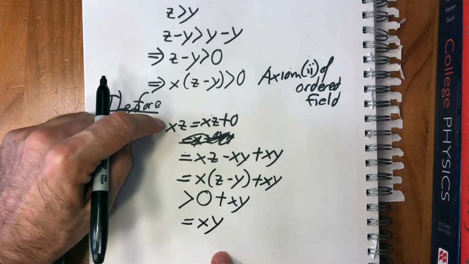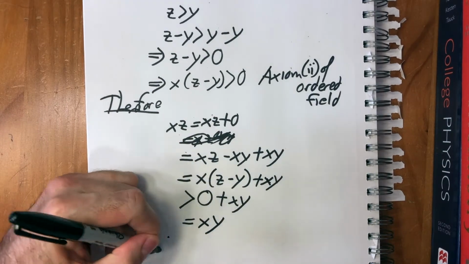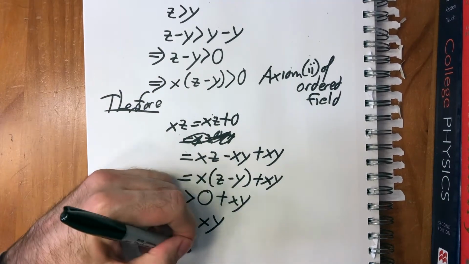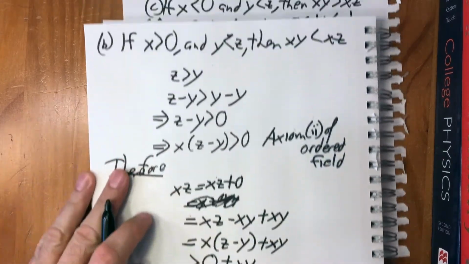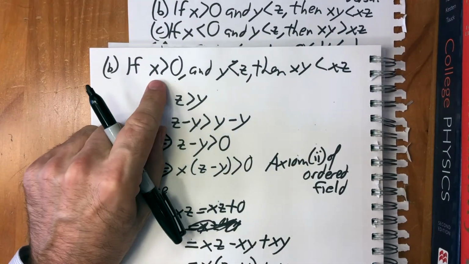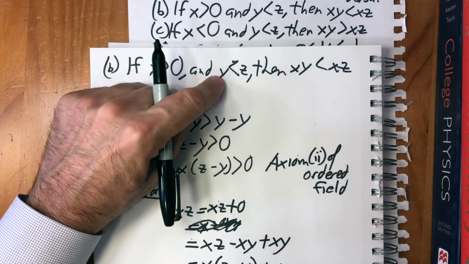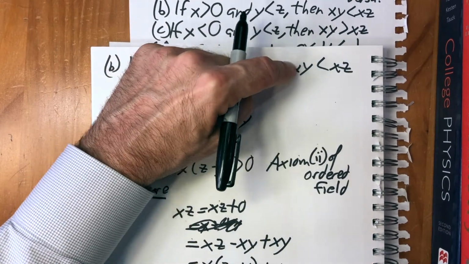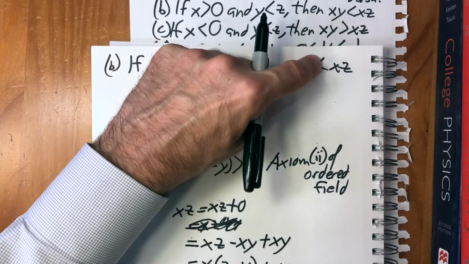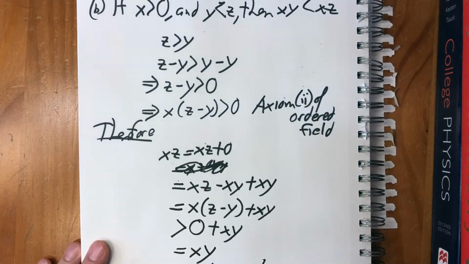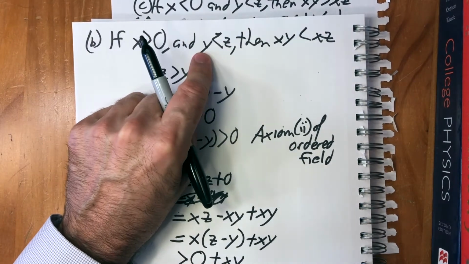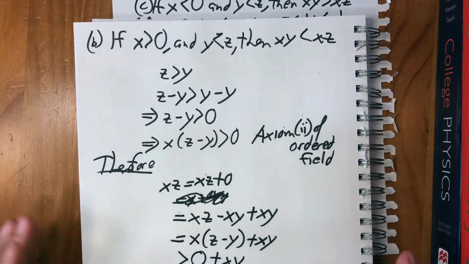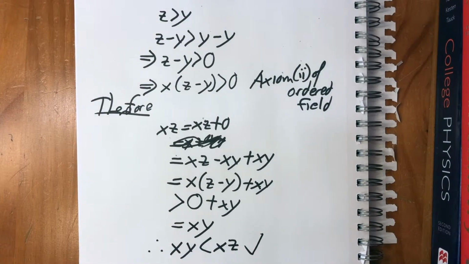So what did we end up with here? We have that xz is greater than xy. So we can rearrange that. And that's what we wanted to show. Starting with x is greater than 0 and y is less than z, we've shown that xy is less than xz. So in other words, if x is positive, you multiply both sides by x and it preserves the inequality. So we just showed that. Good.